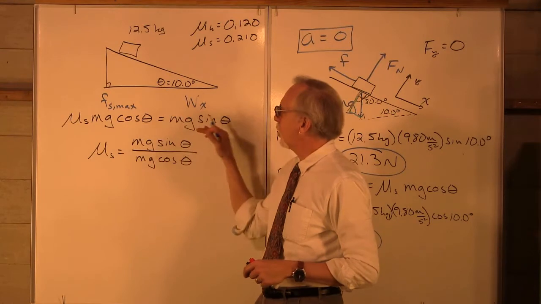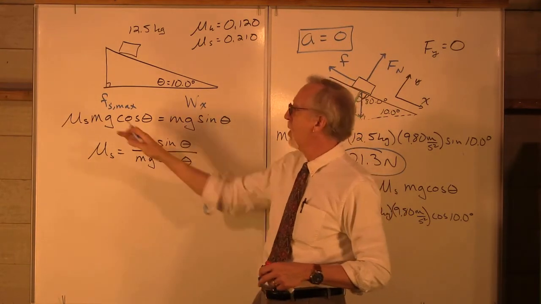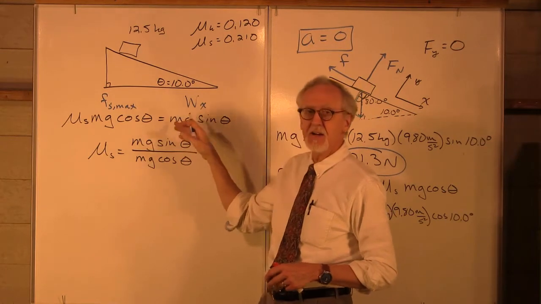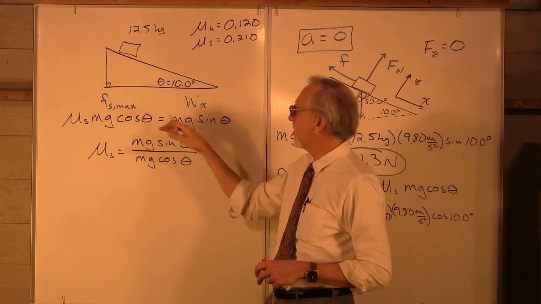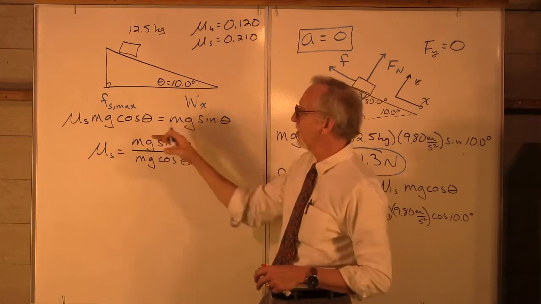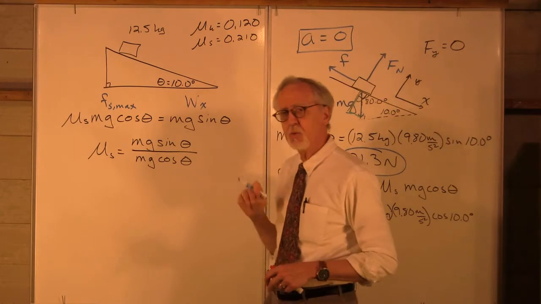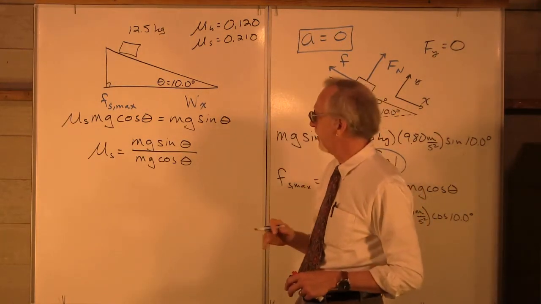When those are equal, that's just the maximum angle that we can have. When Fs max is bigger than the force down the incline, the object will be stationary. When the force down the incline is bigger than Fs max, the object starts to slide. When they're just balanced, just equal to each other, that's the maximum angle which will keep the object stationary.